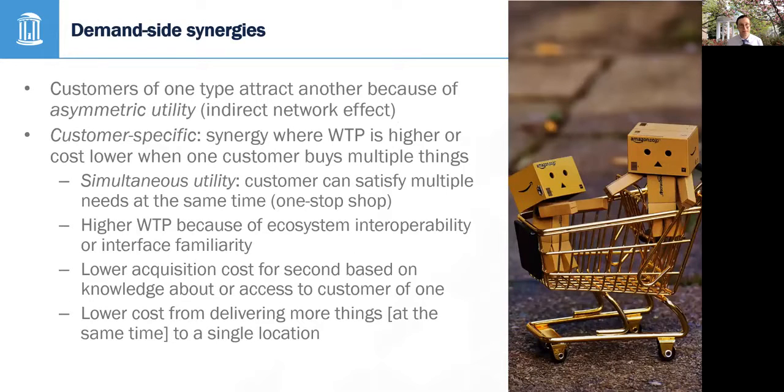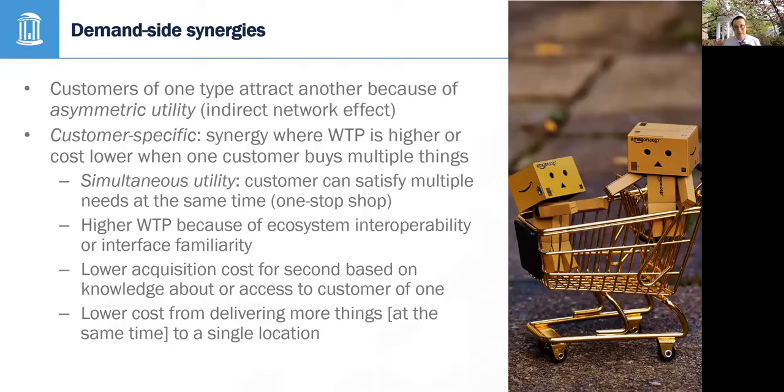Going a little bit more detail on these distinctions. Again, customers of one type may attract customers of a different type. This creates asymmetric utility or the indirect network effect. You may have the customer-specific synergies, which are higher willingness to pay or lower cost when one customer buys multiple offerings. A subcategory of that customer-specific synergy is simultaneous utility.